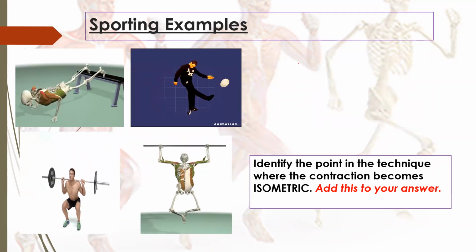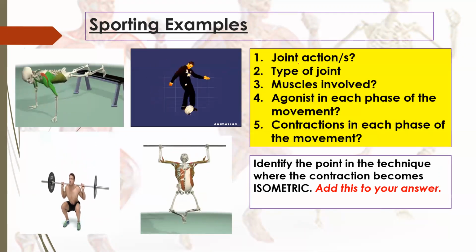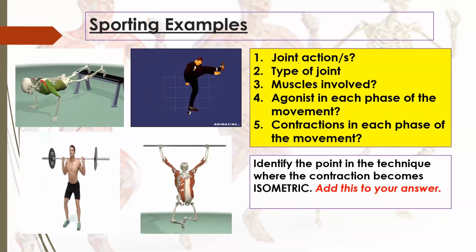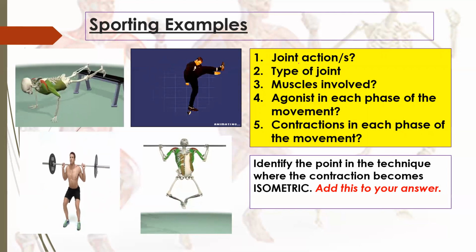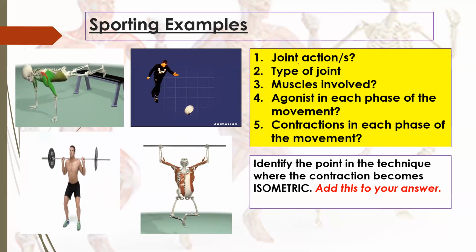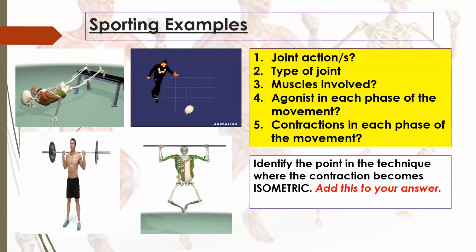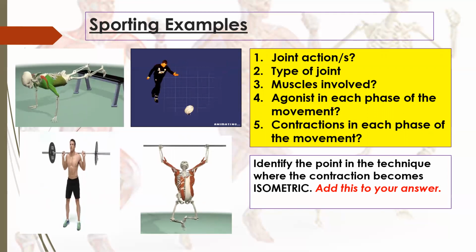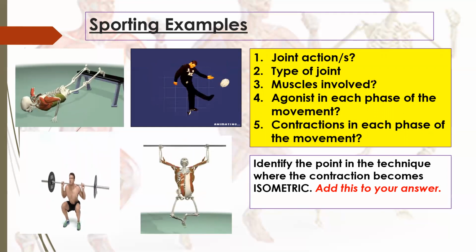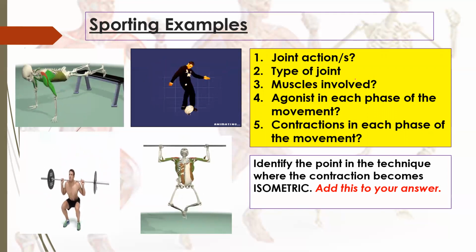What you need to do, look at these 4 examples, go through the same process. For each of them, what are the joint actions involved, and remember there's 2 phases to the movement. What are the joint actions? What type of joint is involved? What are the muscles involved? What's the agonist in each phase of the movement? So you've established which of the 2 muscles are involved. One of them will be the agonist and one of them will be the antagonist.